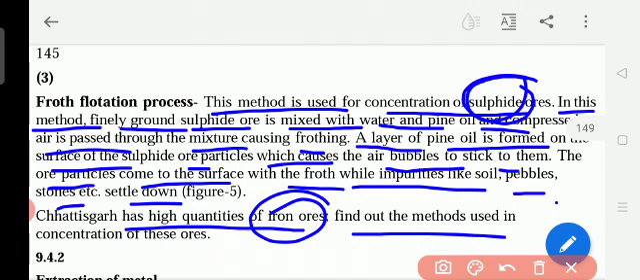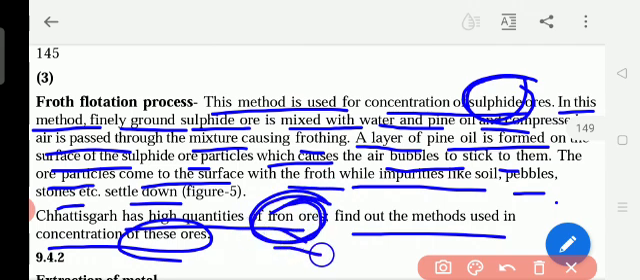Chhattisgarh has high quantities of iron ores. Find out the methods used in concentration of these ores. So, in Chhattisgarh iron ore is present. For the iron ore, which method is used? The gravity separation method is used.